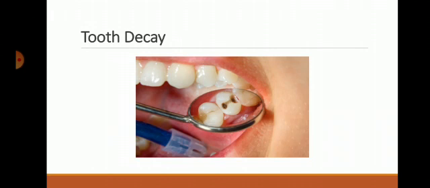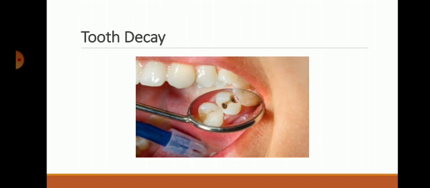Tooth decay can be prevented by adopting the following measures. First, one should rinse and clean their teeth thoroughly after every meal. Listen carefully. After every meal, you rinse your mouth and clean it. The remaining food particles are removed from our teeth.